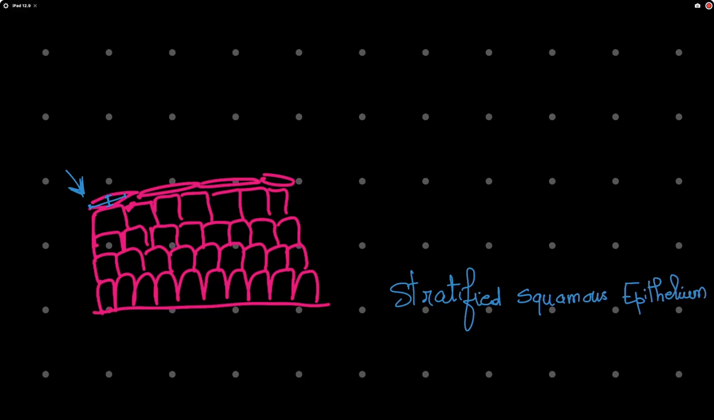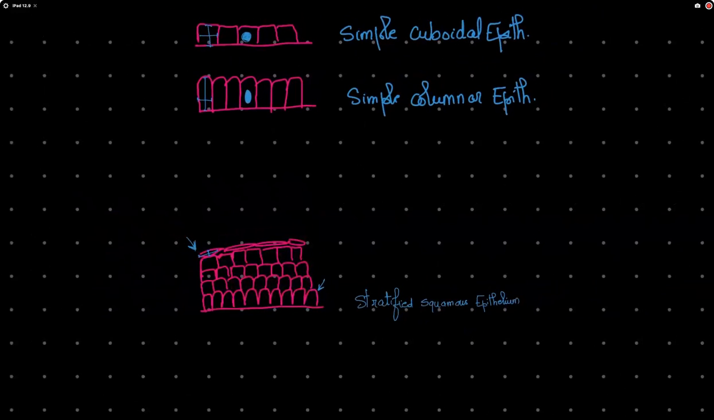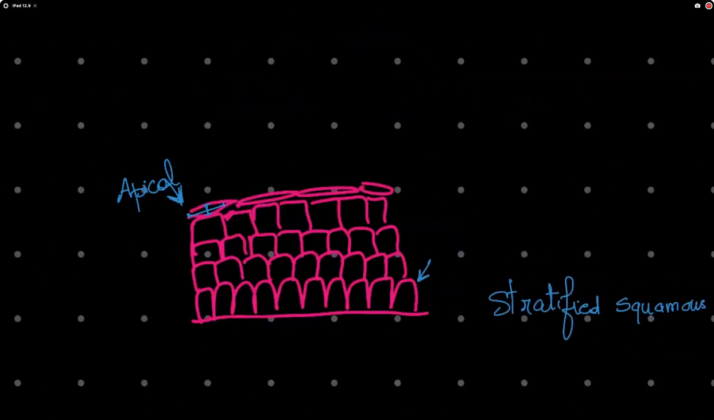But how come I do see here columnar cells? We're not concerned about the basal cells or the middle cells. What we're concerned with to identify the type of epithelium is going to be the top cells, the apical cells. Yeah, they need to be at the top. They need to be at the top of the tissue and they need to be cells.